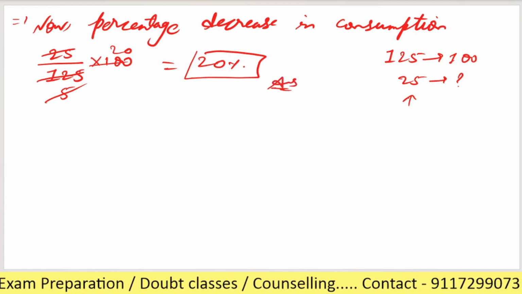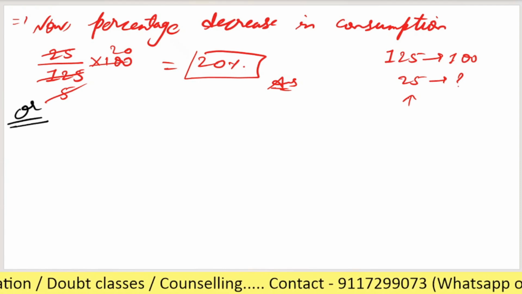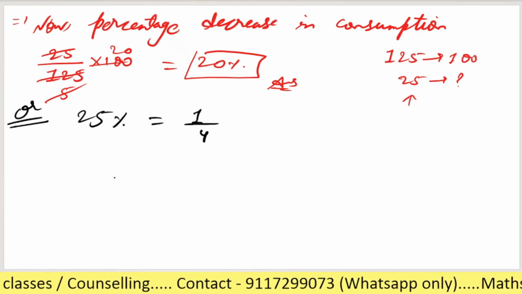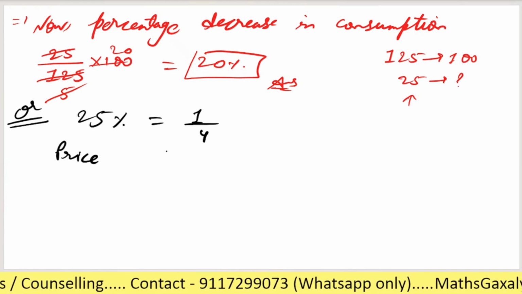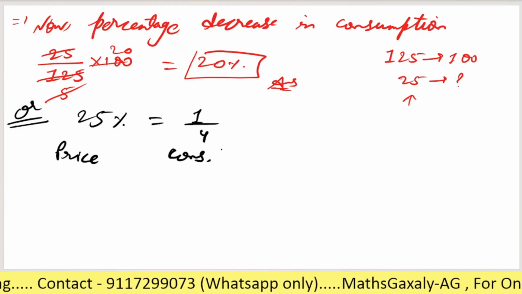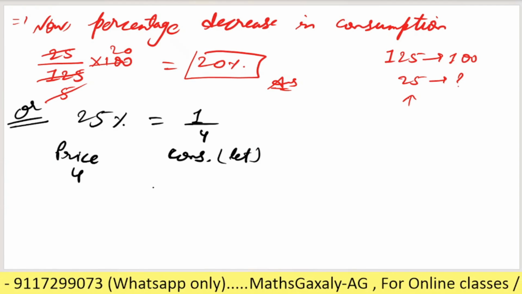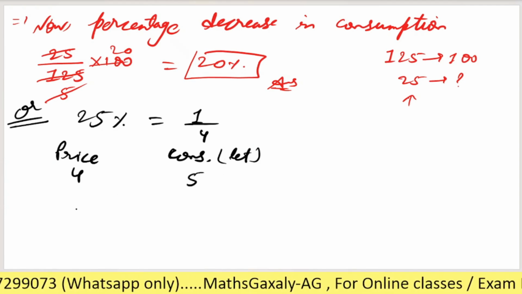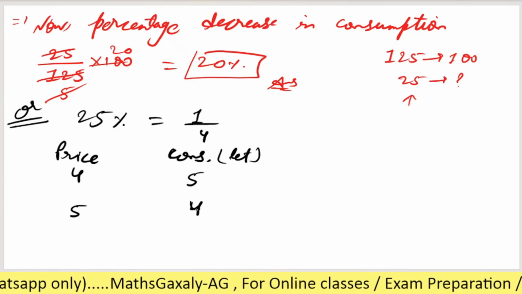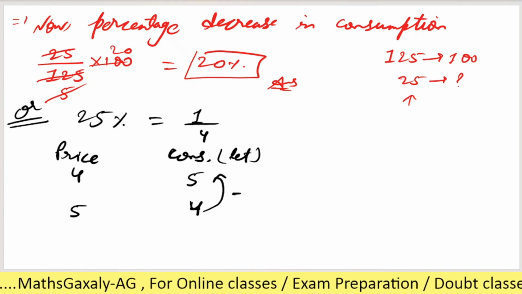Okay, or I have another trick. If you become confused in this method, then you can also use this method. See, 25%, it means 1 by 4. Let's see here, price, and here consumption. When the price was 4, it became 5. So when it was 5, we have to make it 4. We have to reduce it, right? Is it clear? As you can see, it is the decrease of 1.